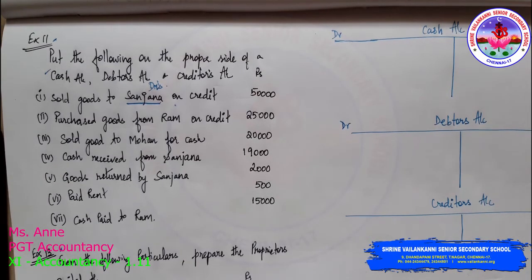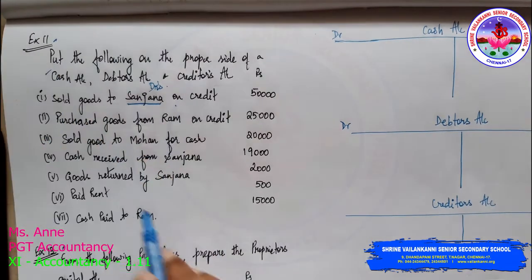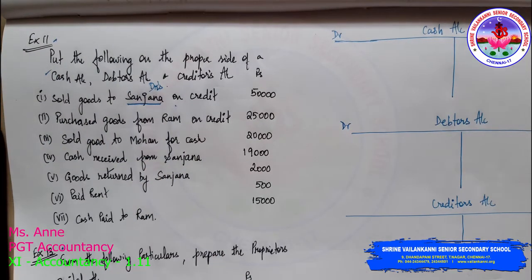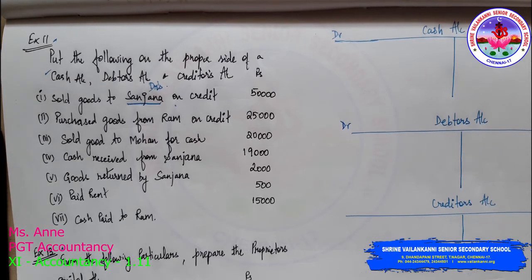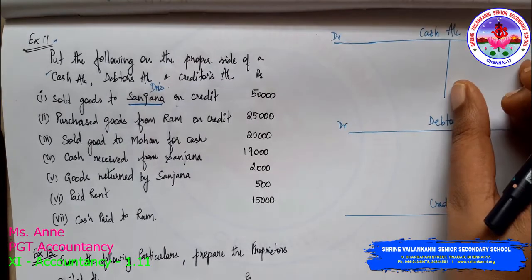This session we are going to discuss two more problems in the chapter accounting procedures, rules of debit and credit. So we are going to discuss exercise problem 11 and 13. So I'm just going to read the problem. Put the following on the proper side of cash account, debtors account and creditors account. Which side will it come? Either it will come in the debit side or credit side of the account.